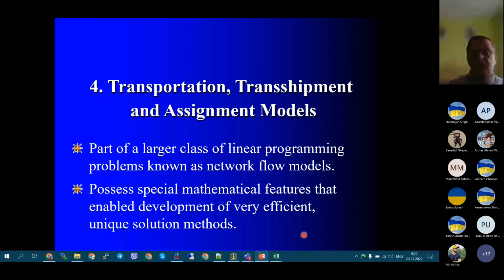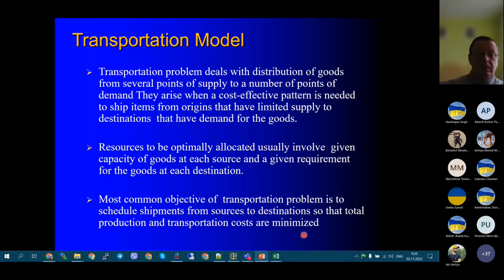And the last point related to lecture 4 is the transportation, transshipment, and assignment model, which is part of the general optimal management problem-solving task. In fact, the transportation model allows distribution of goods from several points of supply to a number of points of demand, and the resource is optimally allocated given the capacity of goods at each source and the given requirements of goods. The most common objective of a transportation problem is to schedule shipments from sources to destinations so that the total transportation cost is minimized.